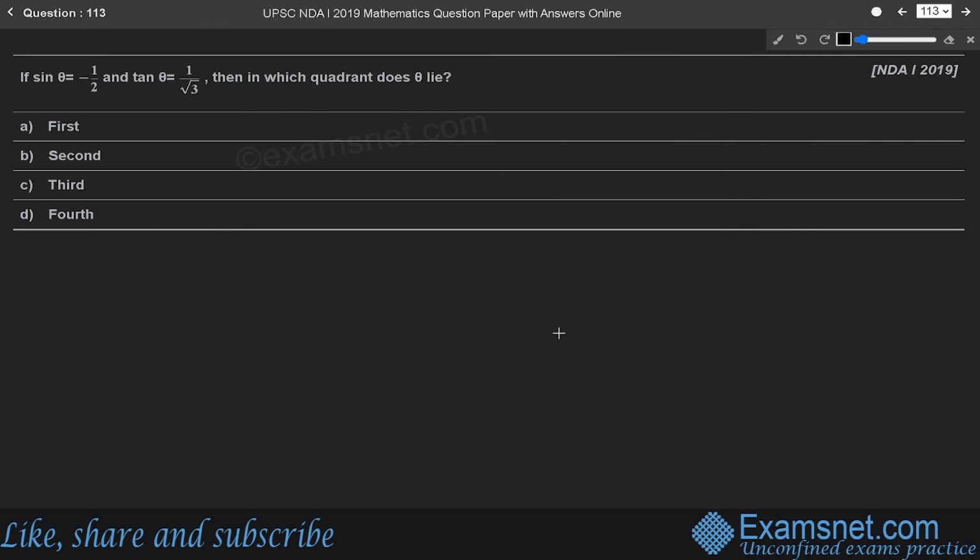Next question is, if sine theta is equal to minus 1 by 2 and tan theta is equal to 1 upon root 3, then in which quadrant does theta lie? You can see that sine theta is negative and tan theta is positive. Since sine theta is negative and tan theta is positive, it means that theta lies in third quadrant, because in third quadrant sine is negative and tan is positive. So the correct option for this question is option number C, which is third.